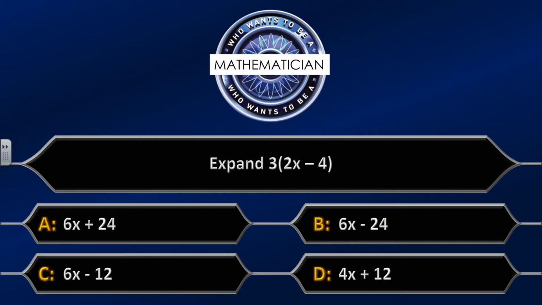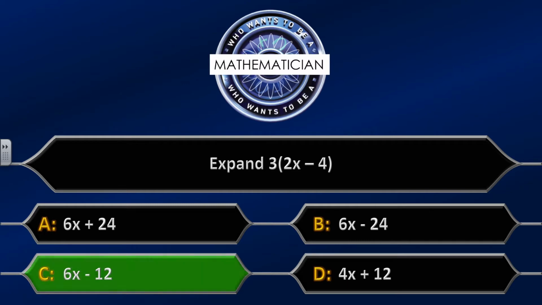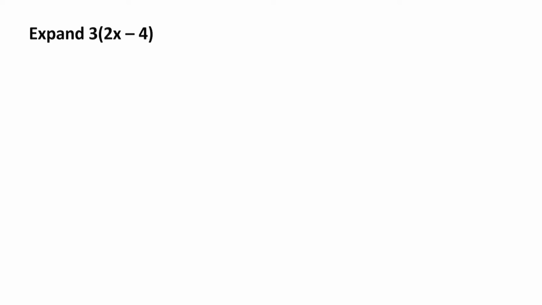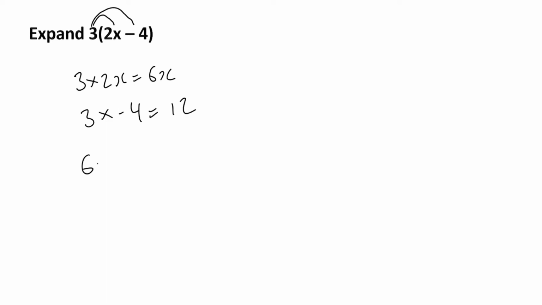Well, the correct answer is C, 6x minus 12. That is the correct answer. Expand the brackets. You're going to multiply the first term outside the bracket with the first term in the bracket. So it's 3 times 2x, which is 6x. And then you're going to multiply the first term outside the bracket with the second term inside the bracket. So it's 3 times minus 4 gives us minus 12. So our final answer is 6x minus 12. There you go. That's our final answer.